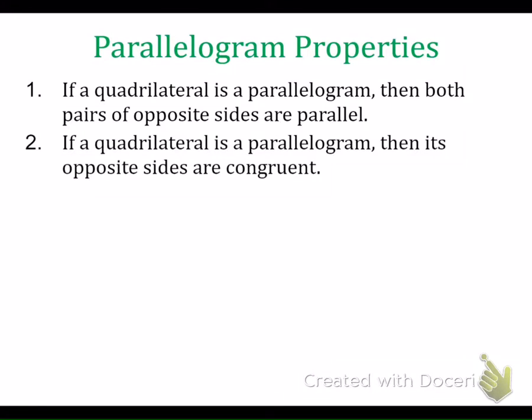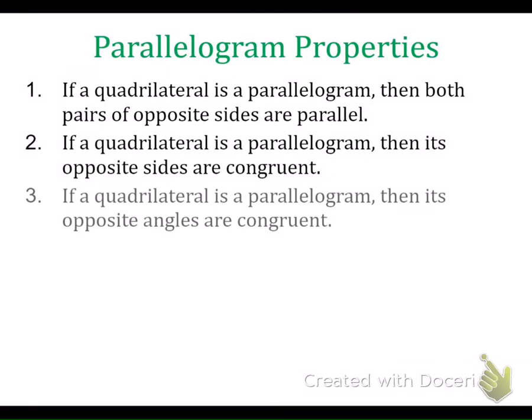It should be opposite angles. It should say angles. Opposite angles are congruent. If a quadrilateral is a parallelogram, then its opposite angles are congruent. Now, that's what I'm talking about. Opposite angles are congruent. Draw the arrows if that helps you, like I've showed you guys.